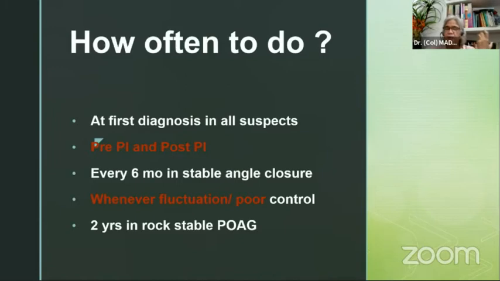Other than that, we look for so many other things like neovascularization. We can look at the haptic in the angle. We can see closed trabeculectomy. We can see signs of trauma. So there are so many things to be seen. So we should be seeing all these things is what I would want to say.